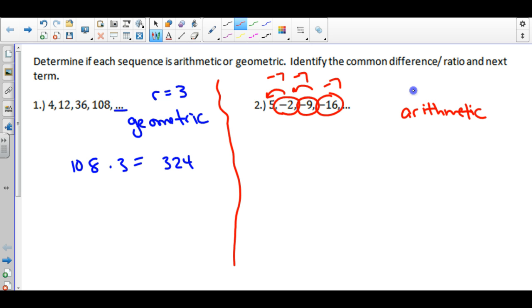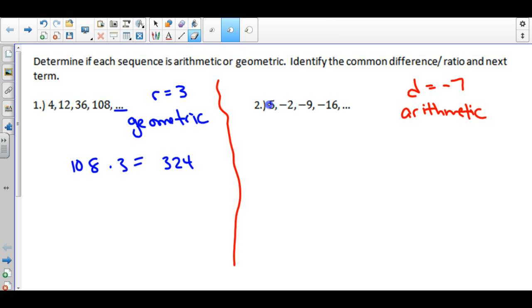And my common difference in this case, d, is going to be negative 7. So if I want to figure out what my next term is, we're going to take negative 16 and we are going to add the common difference, which is negative 7, and end up with my fifth term of this sequence being negative 23. So two short little sweet problems just to get the idea of arithmetic or geometric and to calculate those terms.